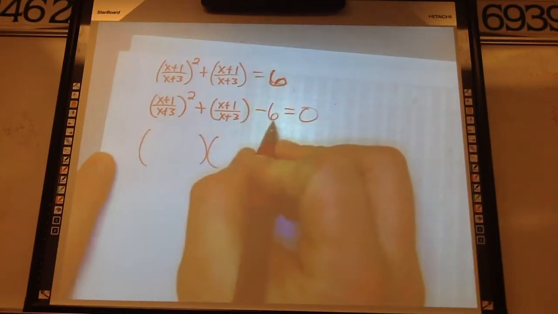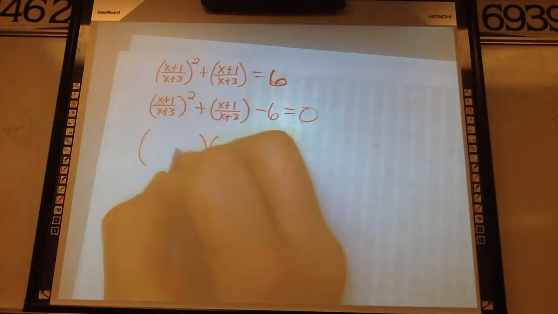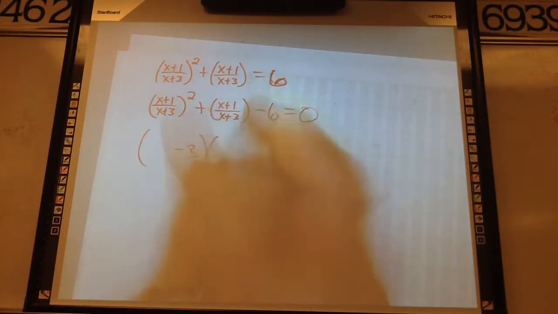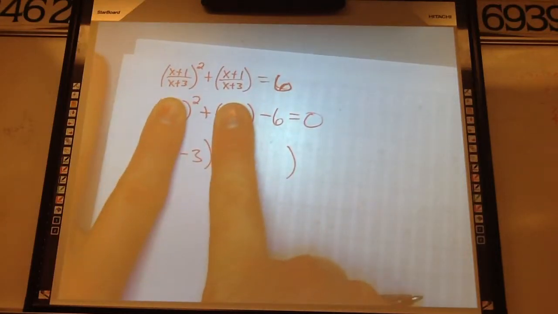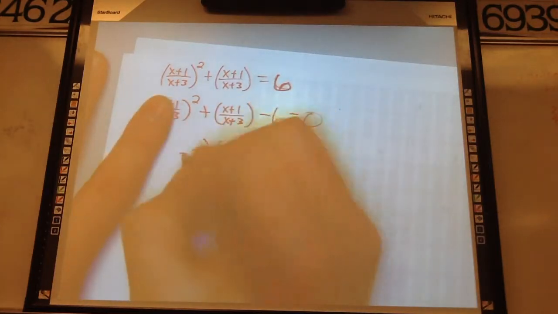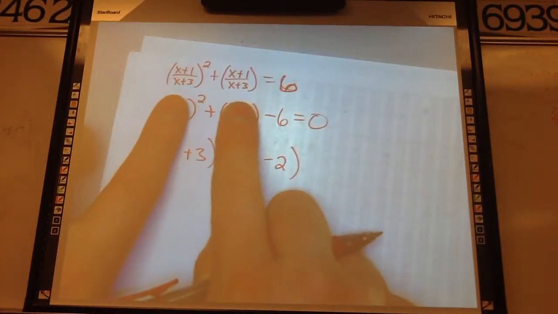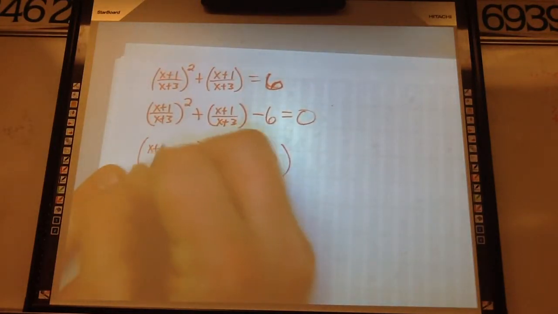And then how do I multiply to negative 6 and add to 1? Negative 3 and 2. No, that's positive 1, right? Multiply to negative 6, so positive 3 and minus 2. So I just need to put these things right here.